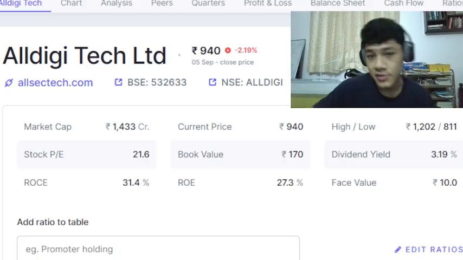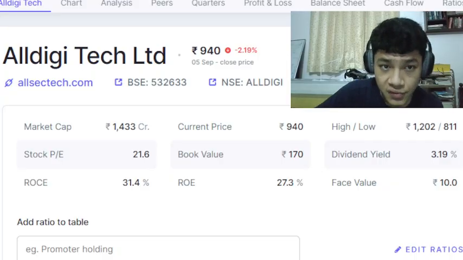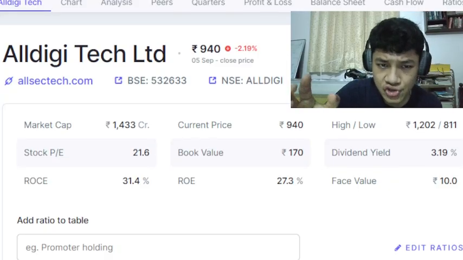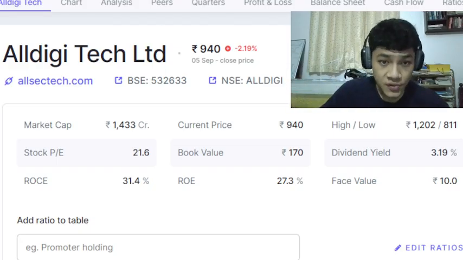So let's start. Market cap of 1433 crores, so a small cap company. Price of one share is around 940 rupees. The book value per share, book value is assets minus liabilities, is 140 rupees. So the current price is way more than book value.